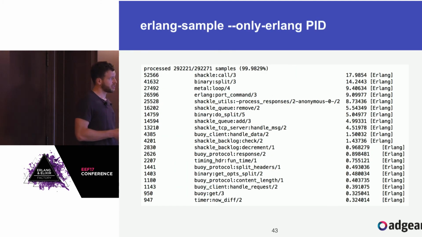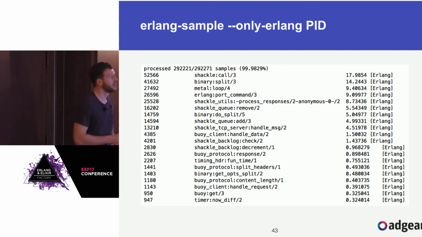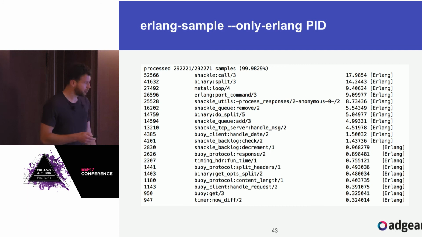This tool also comes with something to just sample Erlang. So with this tool, you can do Erlang sample, only Erlang, and pass a PID. And now you only get the Erlang functions. You can see, like I said, I use binary split heavily. It looks like my next optimization would be either to get rid of binary split. I'm guessing I could write a simpler NIF to do this work, although I do not want to introduce more NIFs in our code, so we might just have to live with it.